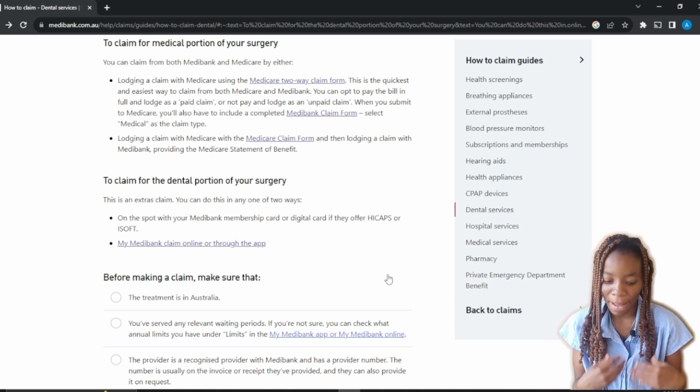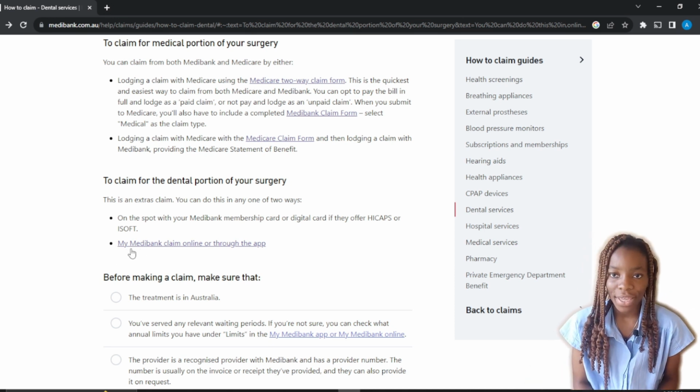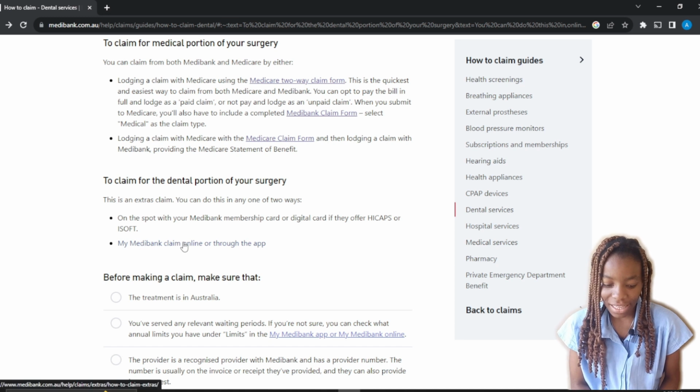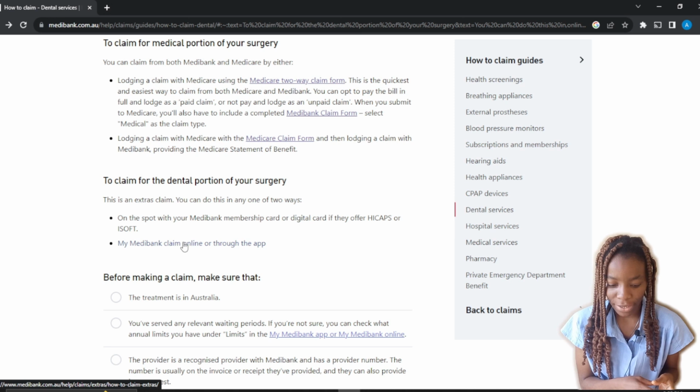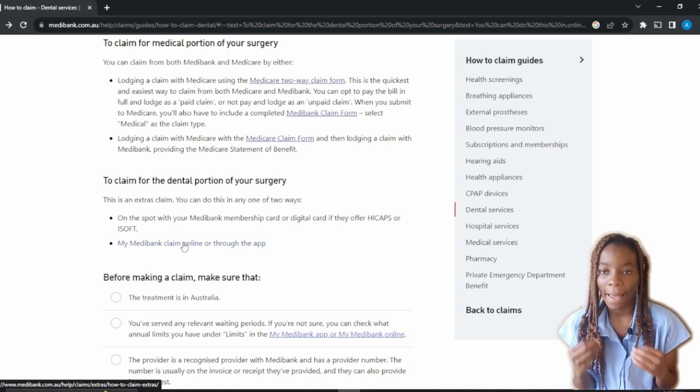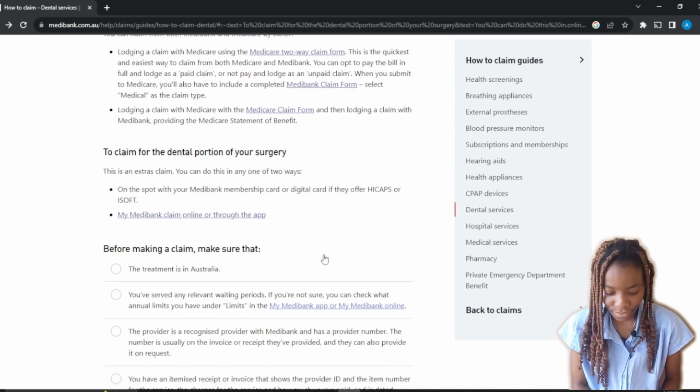And then the next way is by Medibank claim online or through the app. So you can use this hyperlink and then claim via the Medibank website, to claim online, or you can use it through the My Medibank app.